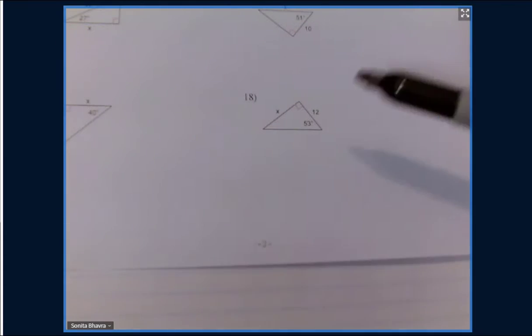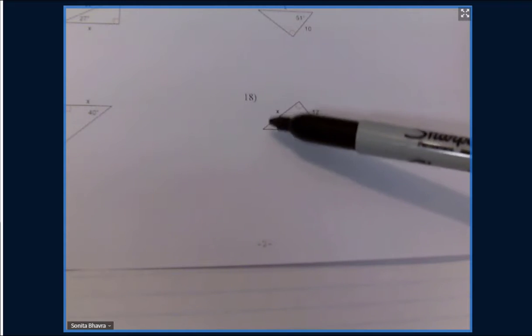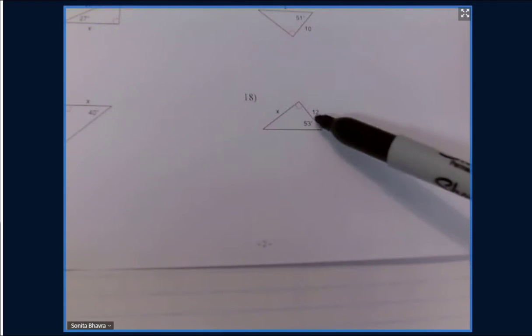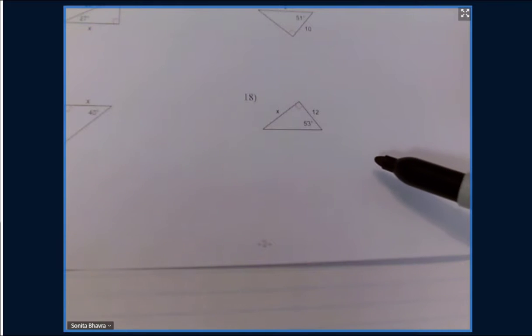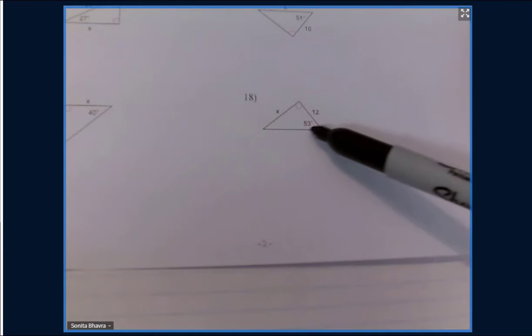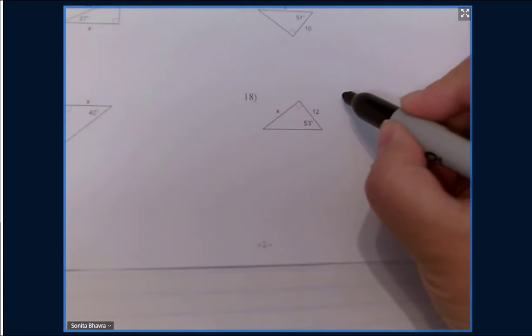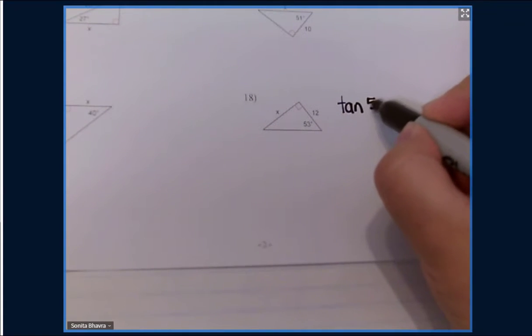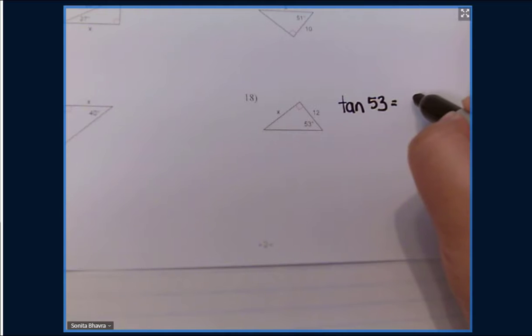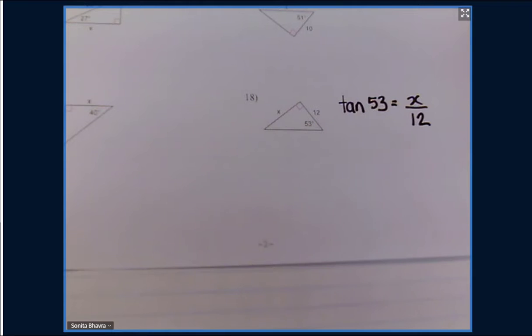All right, so we're trying question number 18 next. The missing side we're told to solve for is x, which is right here. The angle we're given is 53 degrees, which is right here. All right, our hypotenuse is the side right across from the right angle. So this side here is our hypotenuse, which we aren't given. So we can use opposite and adjacent, which is our tan ratio. So tan of 53 is equal to opposite, which is x, and adjacent, which is 12.